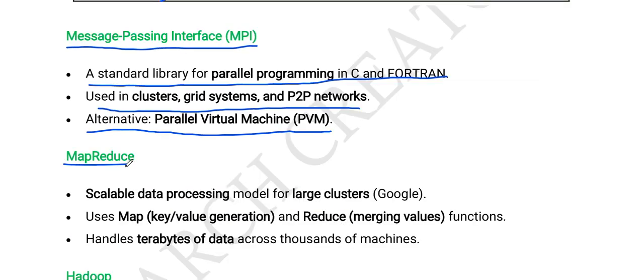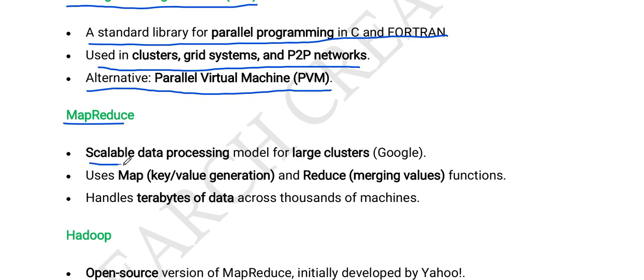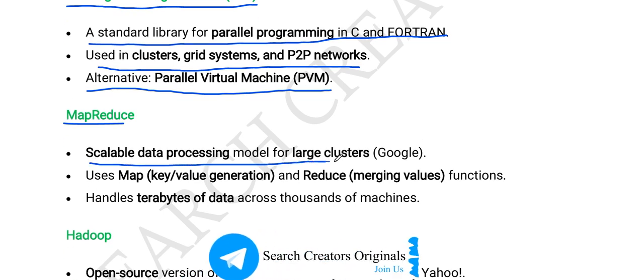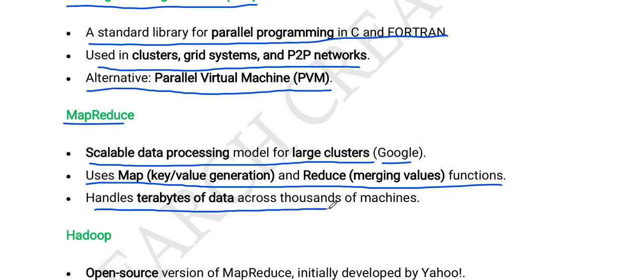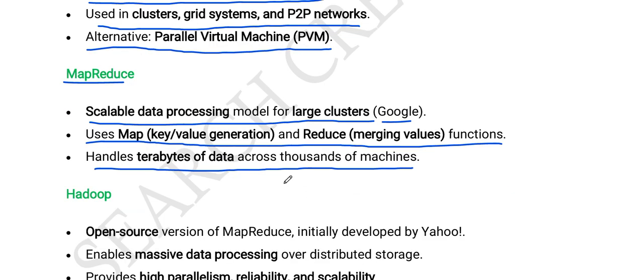Next, MapReduce. A scalable data processing model for large clusters like Google. It uses Map for key-value generation and Reduce for merging values. It handles terabytes of data across thousands of machines.